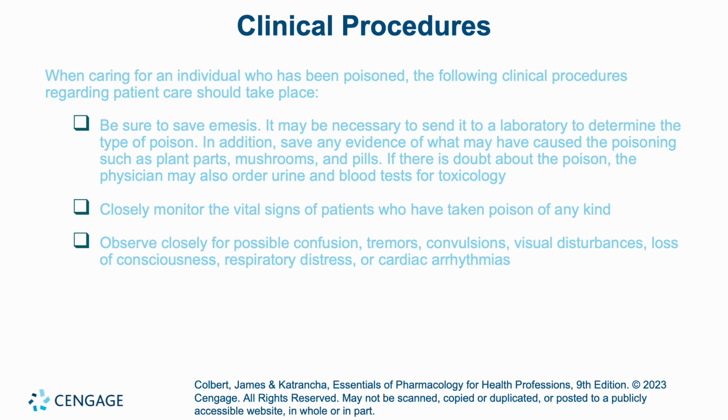If there's any doubt about the poison, the physician may order urine and blood tests for toxicology. Not all poisons can be detected in a urine or blood test, but many of them either have a direct test or the way that the normal laboratory work, the electrolytes, etc., is altered gives us a clue as to what they may have ingested. Closely monitor the vital signs of patients who've taken poison of any kind, and observe closely for possible confusion, tremors, convulsions, visual disturbances, loss of consciousness, respiratory distress, or cardiac arrhythmias.